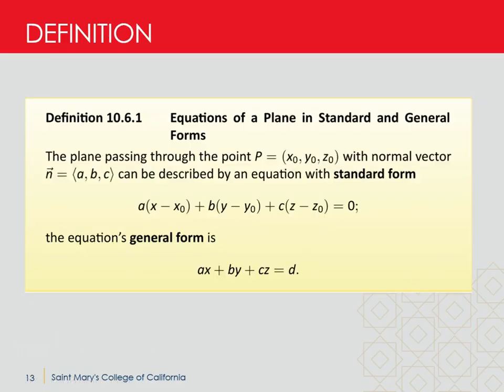Okay, and so just putting this all together in a definition. So the equation of a plane in standard and general form. So the standard form is that a(x minus x0), b(y minus y0), c(z minus z0) equals 0. The more general form is ax plus by plus cz equals d. Okay, those are our definitions for the equation of a plane.